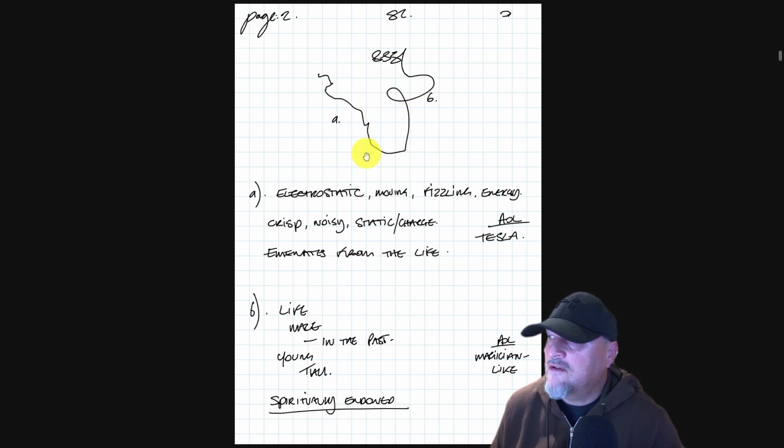So another quick ideogram here with two parts to it, an A and a B. A felt like it was electrostatic, moving, fizzling energy, crisp, noisy. It had a Tesla feel about it. And then B felt like there was a life, felt like there was a male life involved in the past, very spiritually endowed, underlined there, so it felt very important to me, very magician-like, very esoteric.